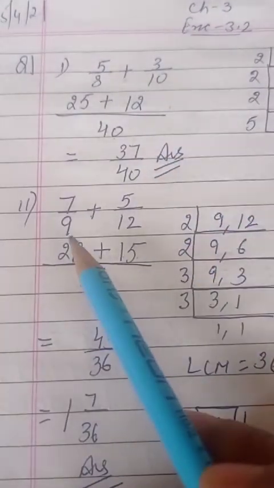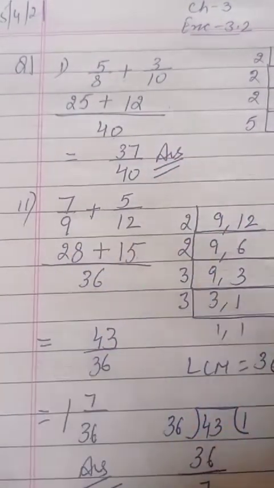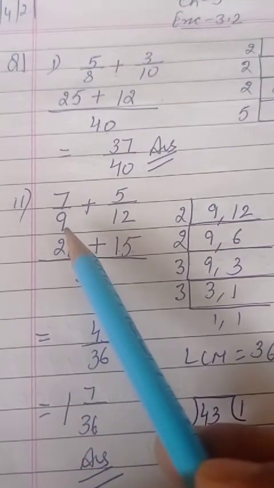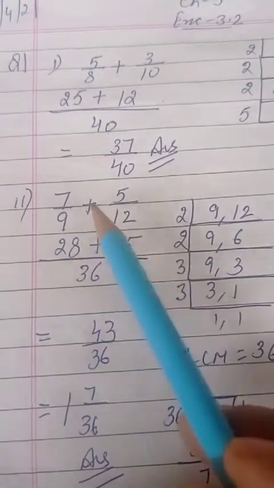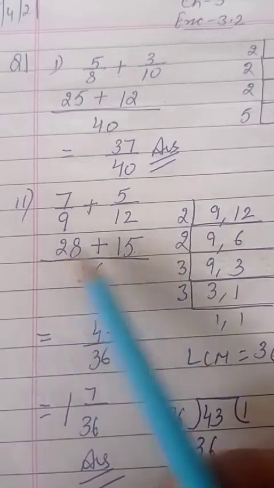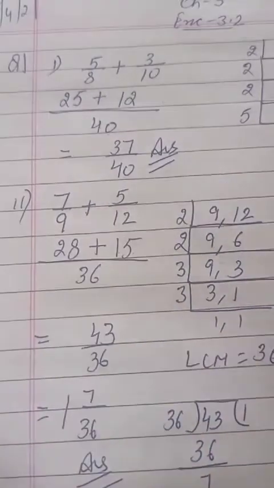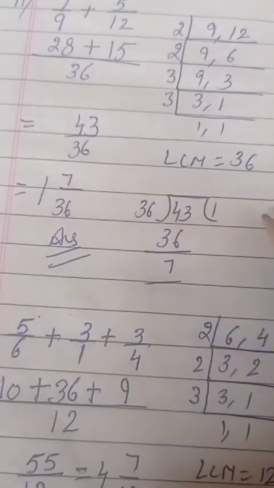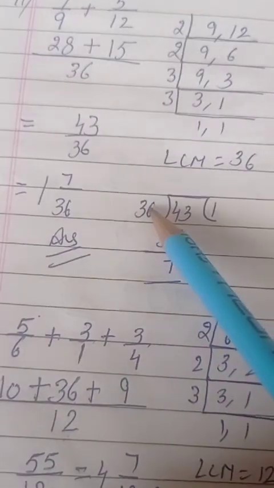Next, in the same way, you have to take LCM of 9 and 12. That is 36. Write here 36. 36 divided by 9 is 4. 4 7s are 28. Plus sign, 36 divided by 12 is 3. 3 5s are 15. This is 43 by 36, an improper fraction. Divide and write this answer as a mixed fraction, that is what? 1 7 upon 36.